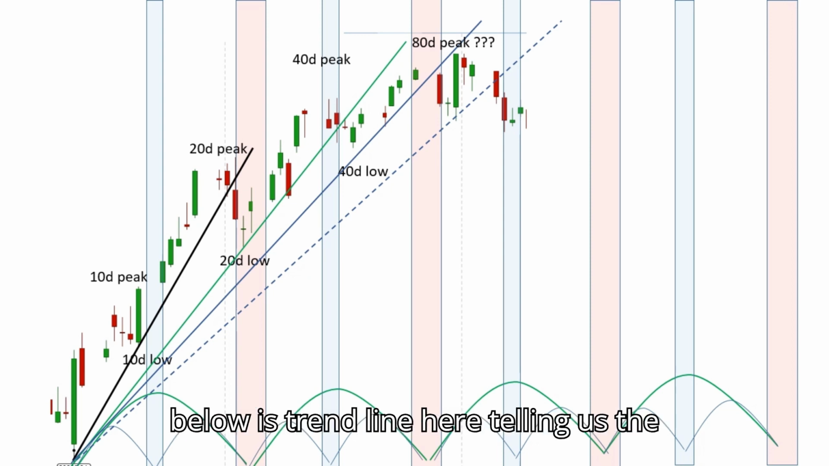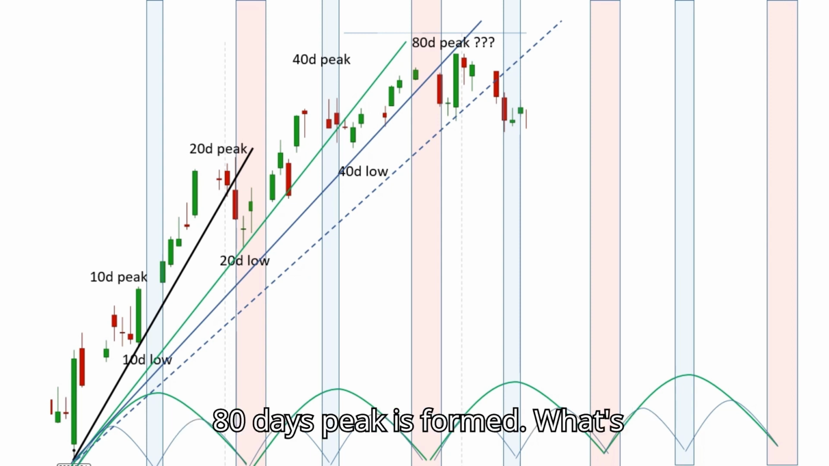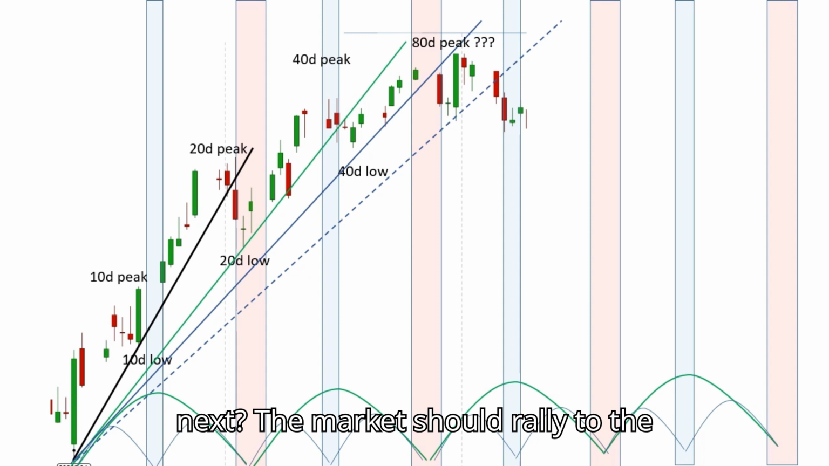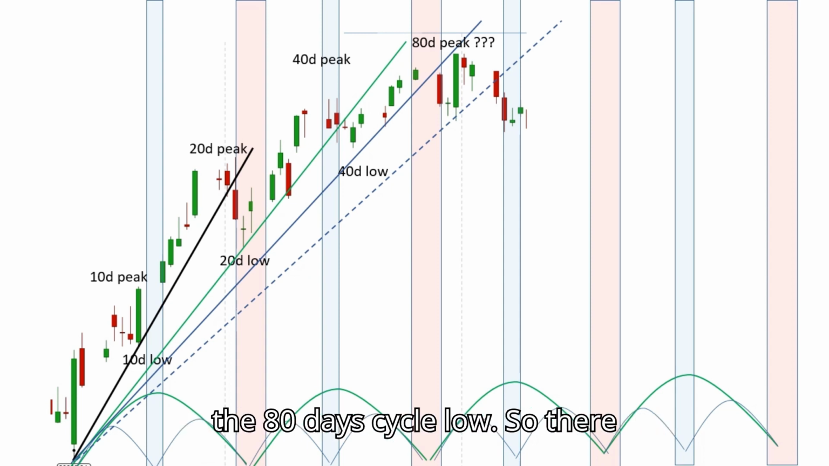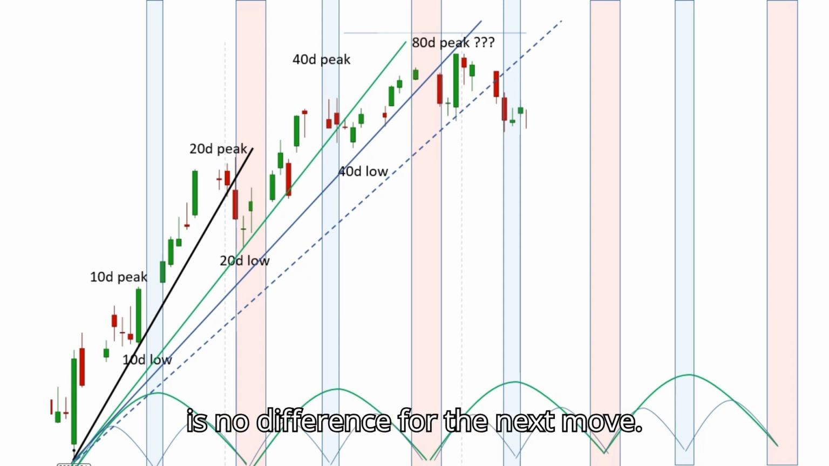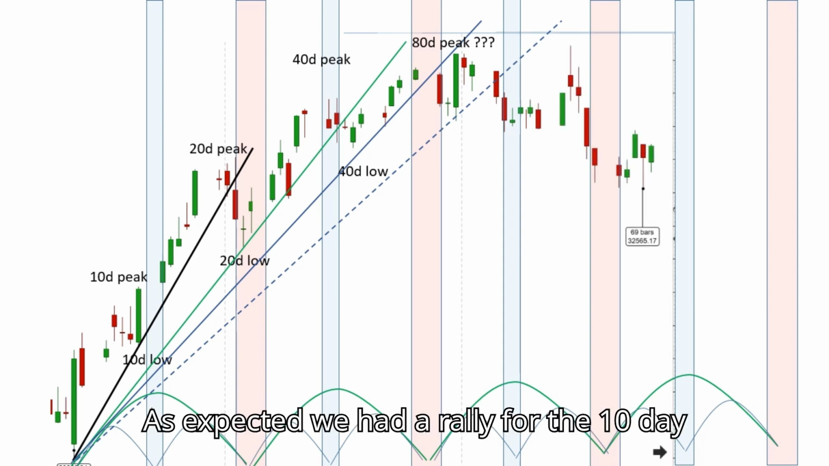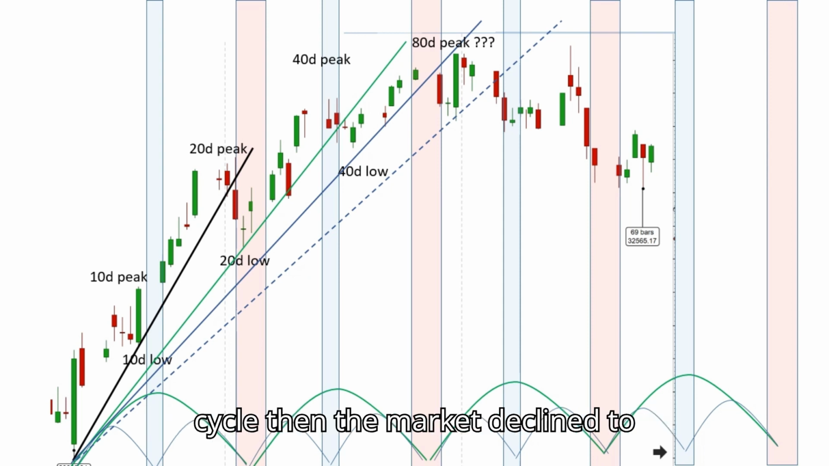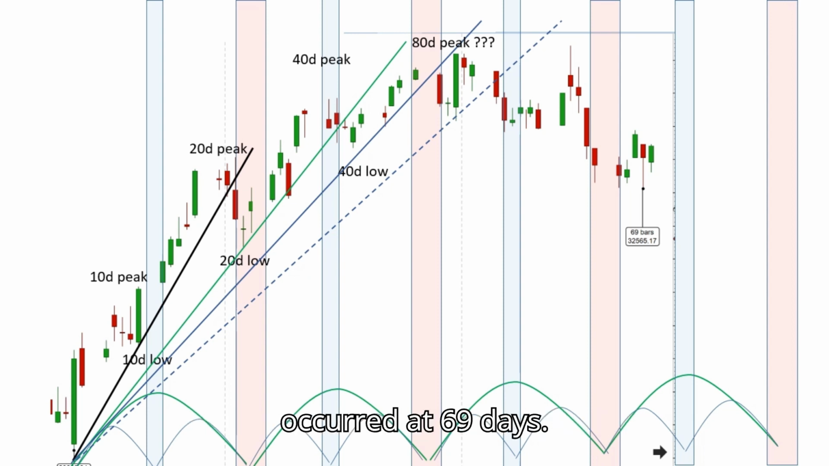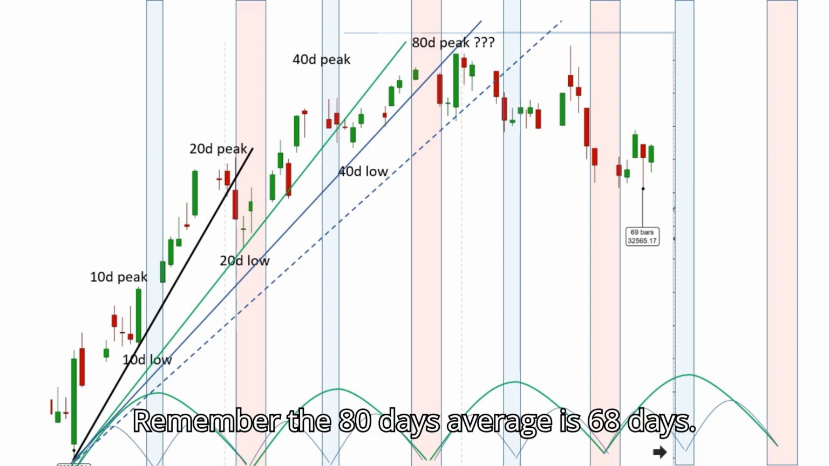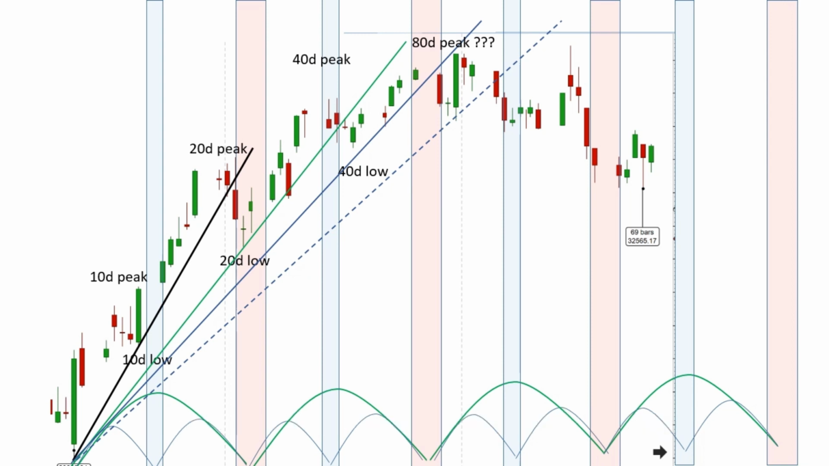The market crossed below its trend line here, telling us the 80 days peak is formed. What's next? The market should rally to the next 10 days cycle peak and decline into the 80 days cycle low. So there is no difference for the next move. As expected, we had a rally for the 10 days cycle. Then the market declined to form the 80 days cycle low. The low occurred at 69 days. Remember, the 80 days average is 68 days.